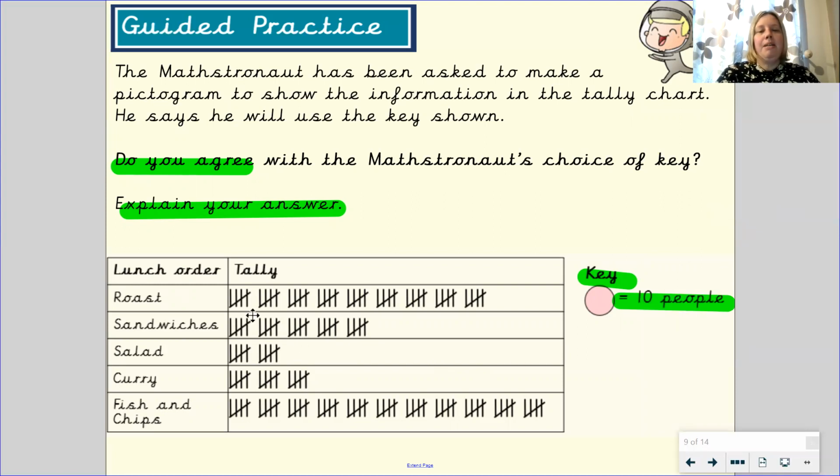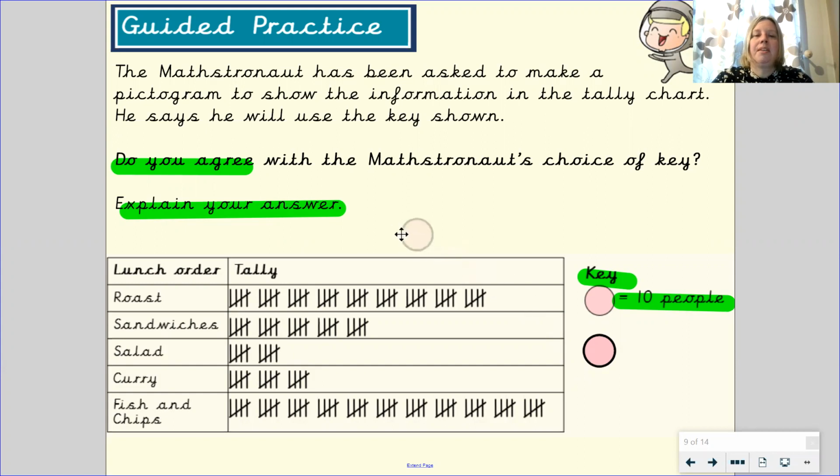Let's count how many people liked roast and see if he's made a good choice here. 5, 10, 15, 20, 25, 30, 35, 40, 45. So 45 people chose a roast dinner. Let's have a look and see if we can show this on a pictogram. So let's try and show 45 using the astronaut's key.